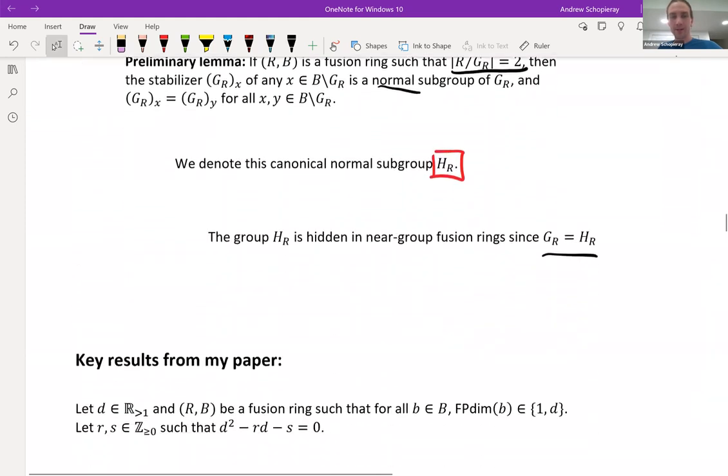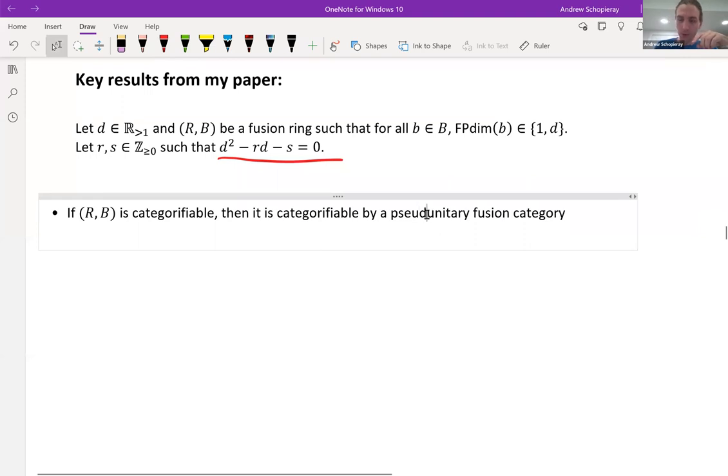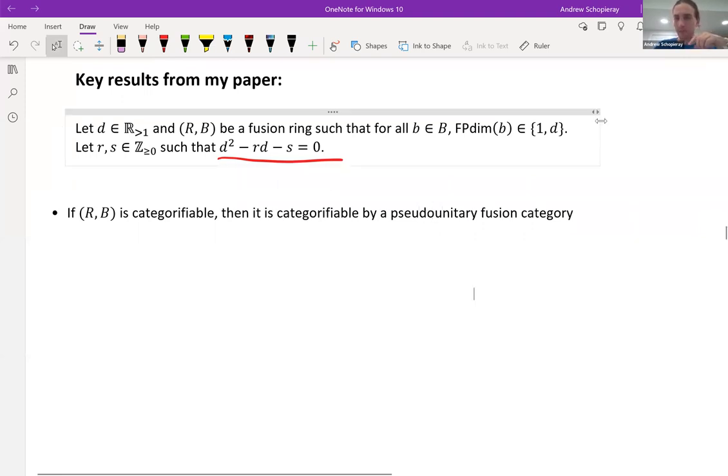So let's look at these key results. Okay. So just to remind you of the setup, I have my non-trivial dimension for my fusion ring, and it satisfies this very important quadratic relation just by looking at its dimension when I multiply it with itself. Okay. So the first result is not too exciting. It's the exact same result as the near group case, which is if I take a two-dimension fusion ring, if it's categorifiable, then it's categorifiable in a very nice way, this sort of pseudo-unitary categorification.